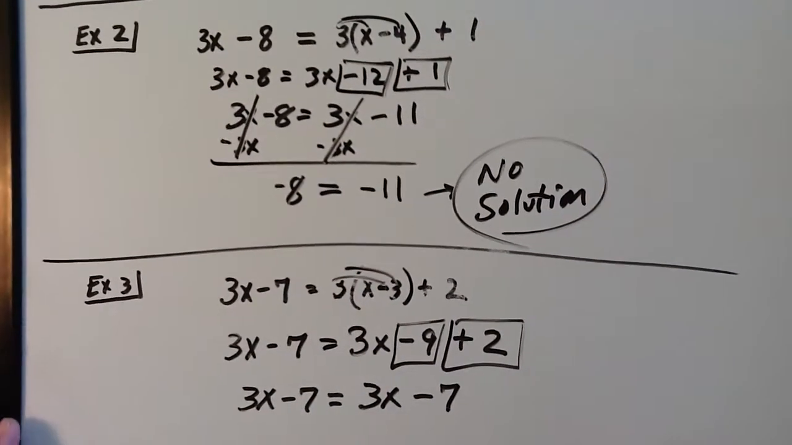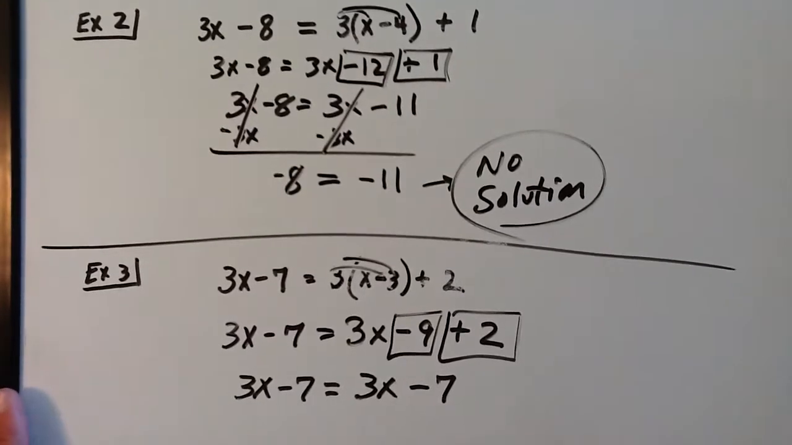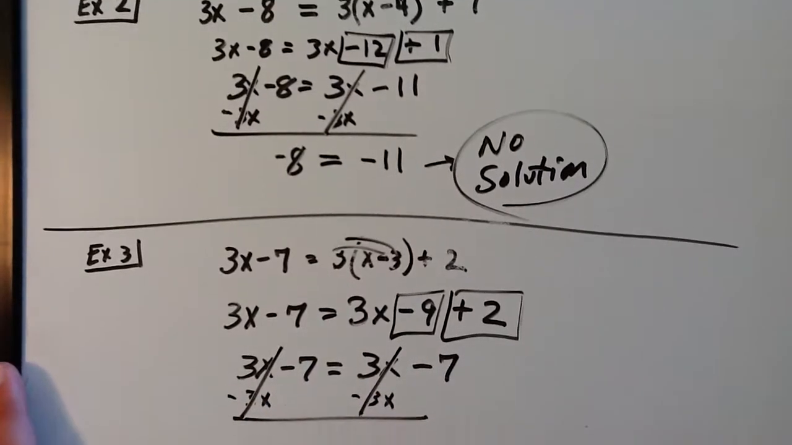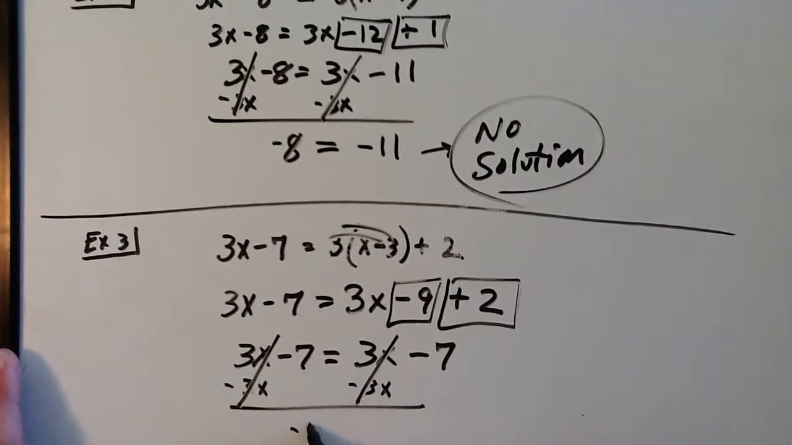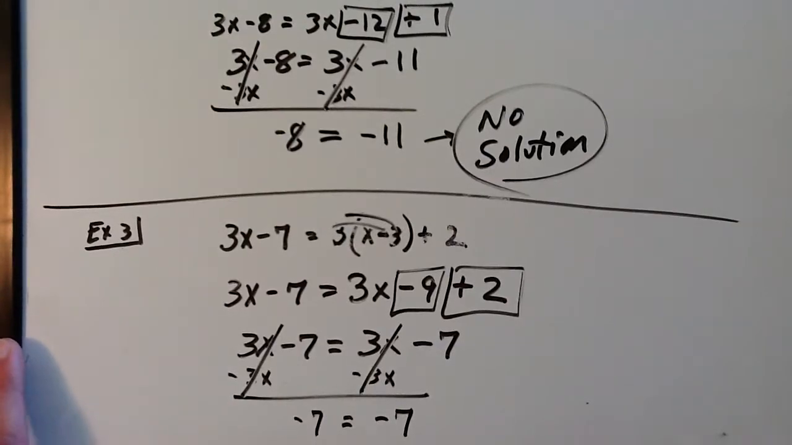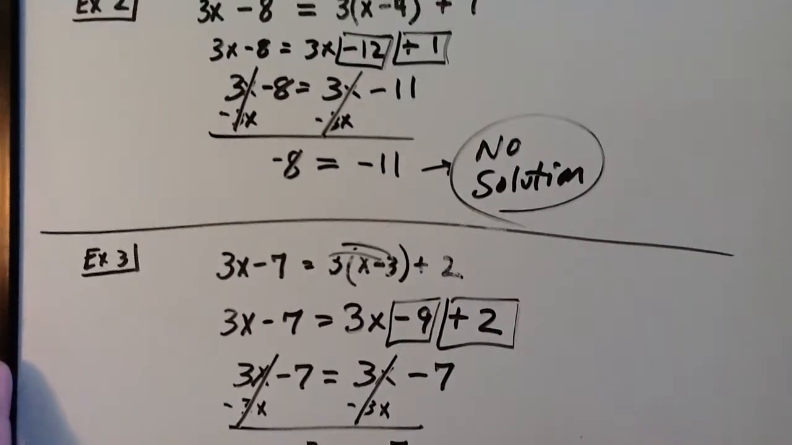Okay, so what I have here is the same thing on the left side and the right side. Okay, if I try to move my variables to the same side, again they're going to cancel out. Those 3x's cancel, those 3x's cancel. So on the left side I have negative 7, bring the equal sign down. On the right side I have negative 7. I have negative 7 equal to negative 7, so some number equal to that same number.